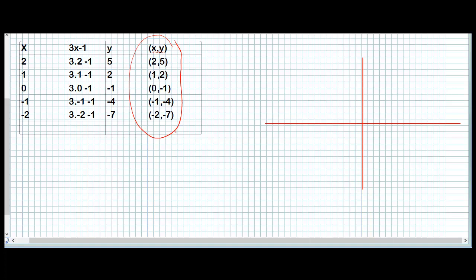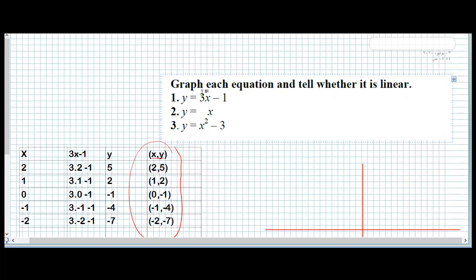From the equation, if we don't have a power, then it is a linear equation. If we have a power like x squared, then it is not a linear equation. So this is a linear equation, this is a linear equation, and this is not a linear equation because we have a power here. And after you draw, you will know that it's not linear. So the first one is a linear equation, this one is also linear, and this one is not linear.